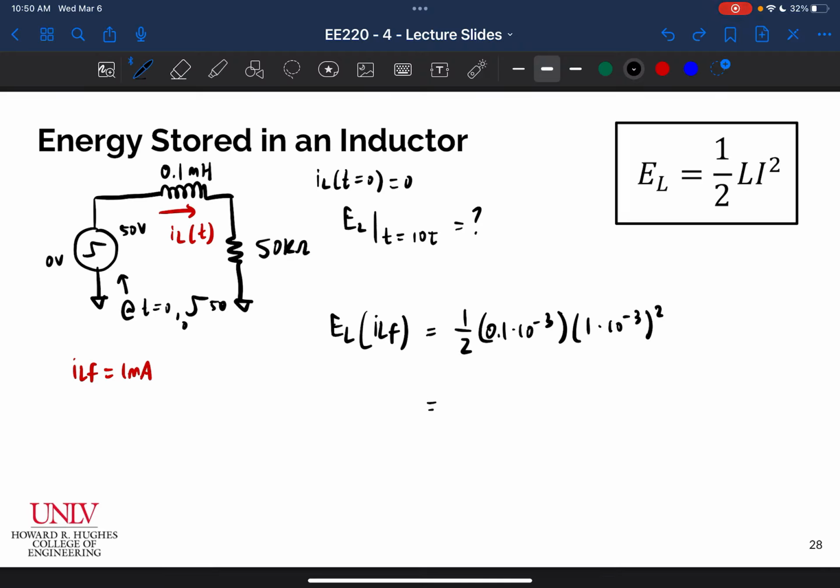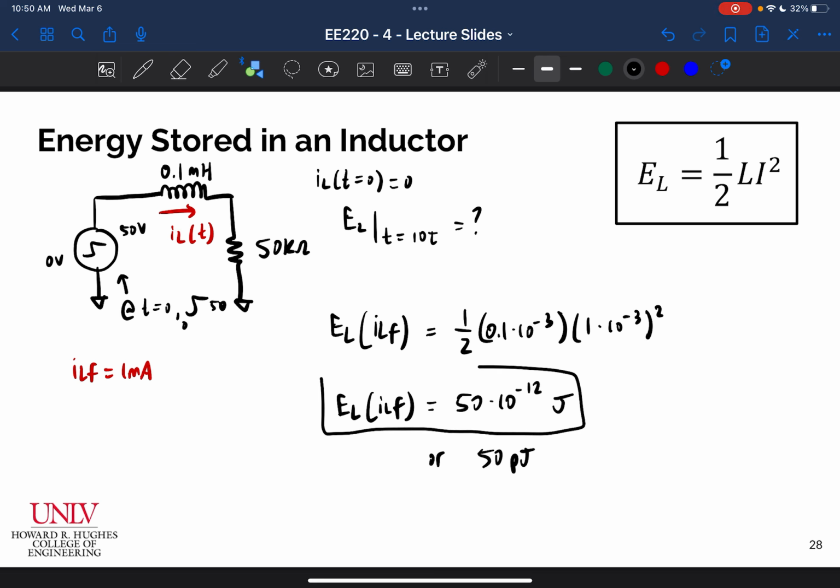I get 50 picojoules. That is a really, really tiny amount of energy. Okay, so EL of ILF gives me 50 times 10 to the minus 12 joules, or 50 picojoules of energy. Okay, that is a very small amount of energy. It's because the current is so small and the inductance is so large. If I had a larger current flowing through the inductor, I'd have more energy. Obviously, that's what this equation tells me.